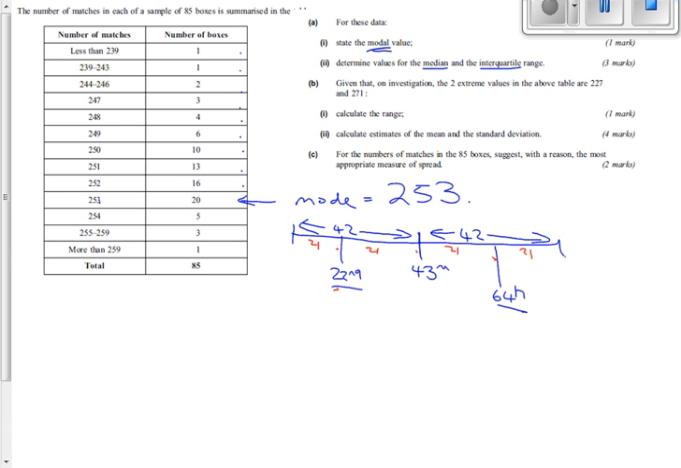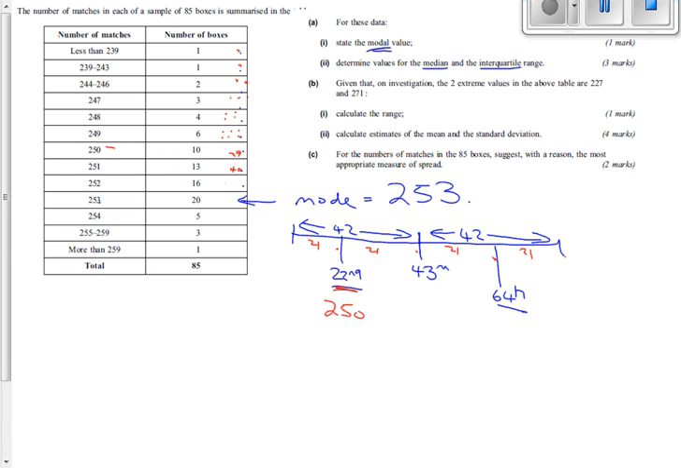We're trying to get to the 22nd one. Right, 1, 2, 3, 4, 5, 6, 7, 8, 9, 10, 11, 12, 13, 14, 15, 16, 17, another 10 there. So our lower quartile is going to be 250. What we were up to, 17. 27 of them up to there. Then another 13. That takes us up to 40.